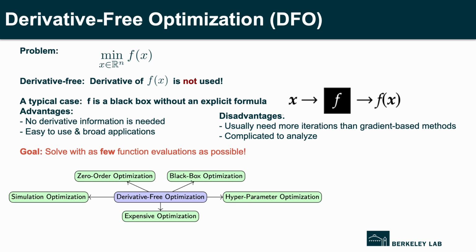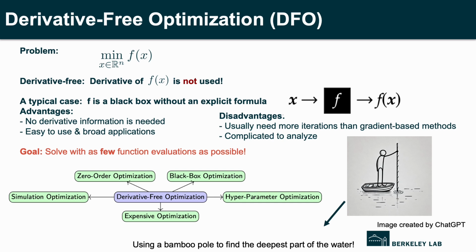So for DFO, our goal is to solve the problem with as few function evaluations as possible. And there are also some other names for derivative-free optimization, for example, black box optimization, as shown in the title. And another easy way to understand DFO is to treat it as using a bamboo pole to find the deepest part of the water.